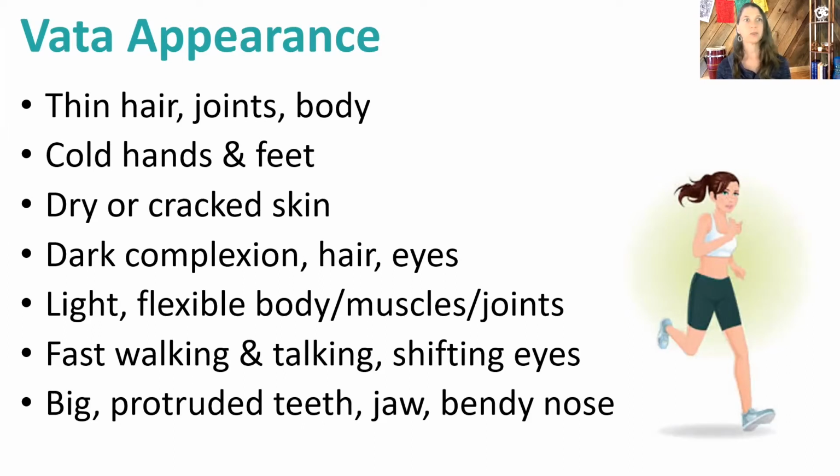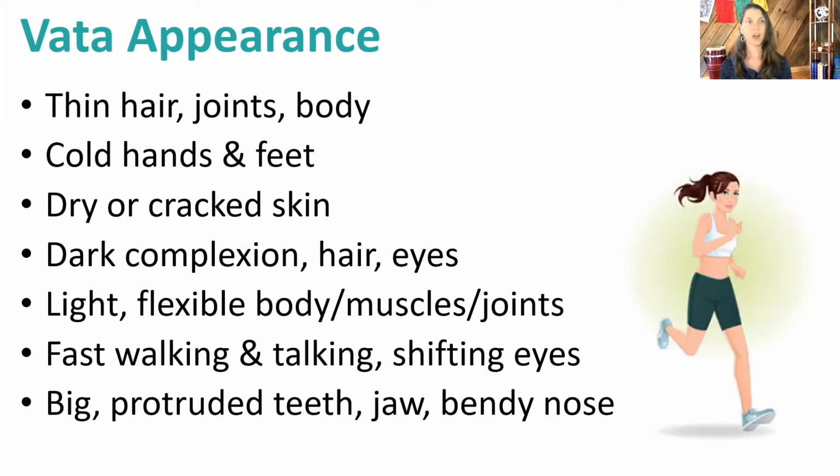The Vata typically will also have cold hands and cold feet because we've got this ether and air quality of being cold. The skin oftentimes will be more dry and cracked. The complexion of a Vata is typically darker. Specifically, their hair and their eyes are also darker. And again, the body is going to be lighter. The body is going to most likely be more flexible. The muscles and the joints are going to be more flexible.